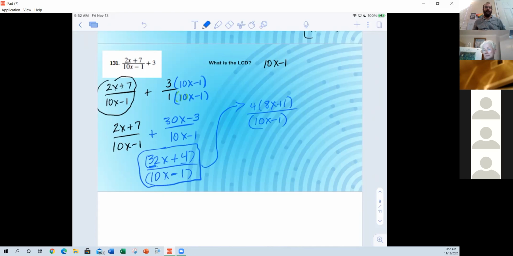At that point where you see 32x plus 4, you might be able to tell like 10x minus 1 is not going to be one of those factors, just knowing what you know about polynomials at this point, right? It's not going to factor evenly to 10x minus 1. But yeah, you really should carry it all the way. That's what I would suggest.